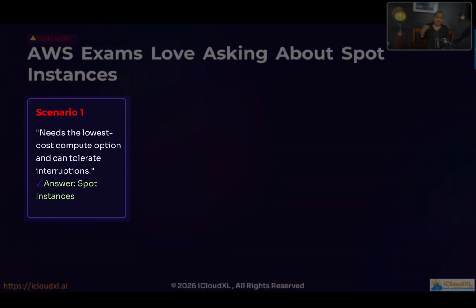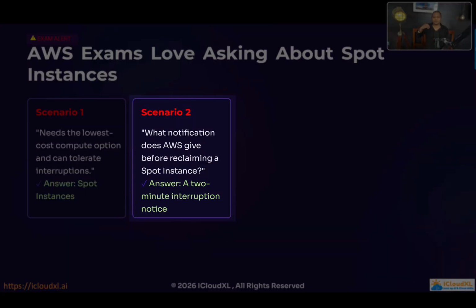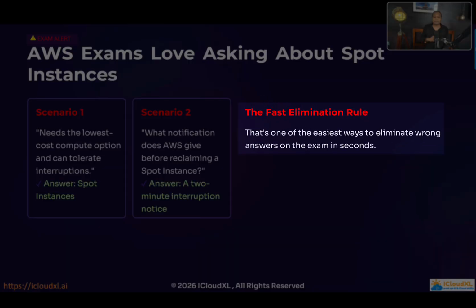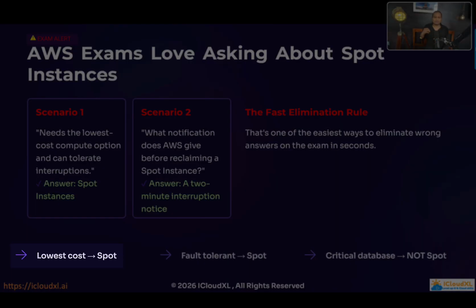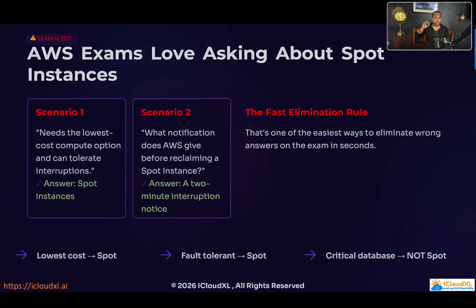Okay, the exam loves to test Spot instance questions. Scenario 1 needs the lowest cost compute option and can tolerate interruptions. Your answer is Spot instance. And if you have a question on what notification AWS gives before reclaiming a Spot instance, you now know that it's a 2 minute interruption notice, and you know how you can get that notice information from metadata. Okay, so eliminate all the wrong answers first and then choose the right one. Remember this: lowest cost with interruptible applications, you go for Spot. Fault tolerant, go for Spot. Critical database, no way, you cannot go for Spot.